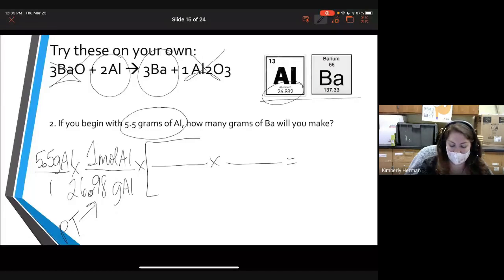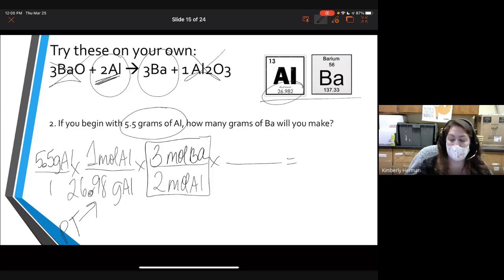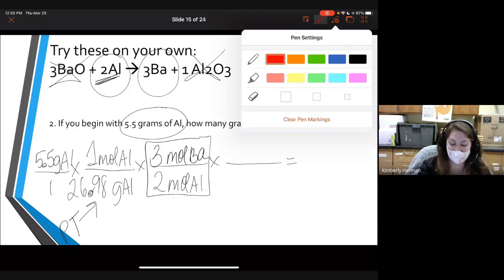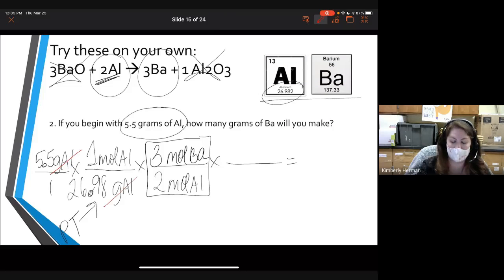Next up, we have our mole ratio. So we find that we have 2 moles of Al on the bottom, and then we're going to go to our Ba in this step. We see we have 3 moles of Ba there. So notice that our units are continuing to cancel out. So gram of Al, mole of Al, mole of Al.